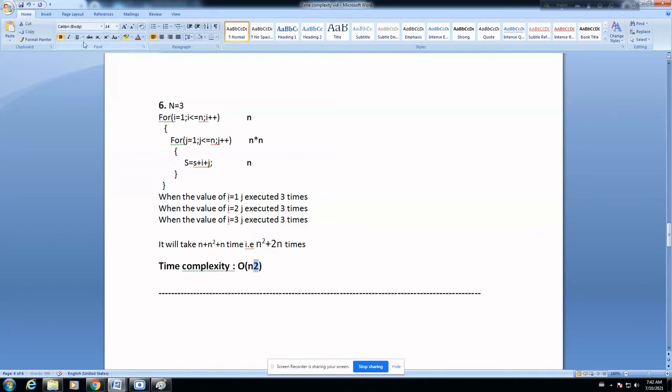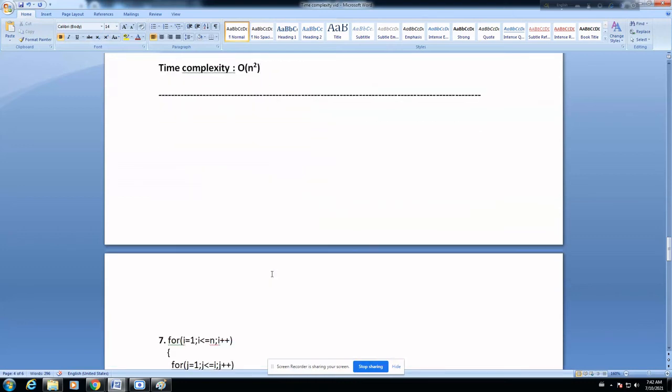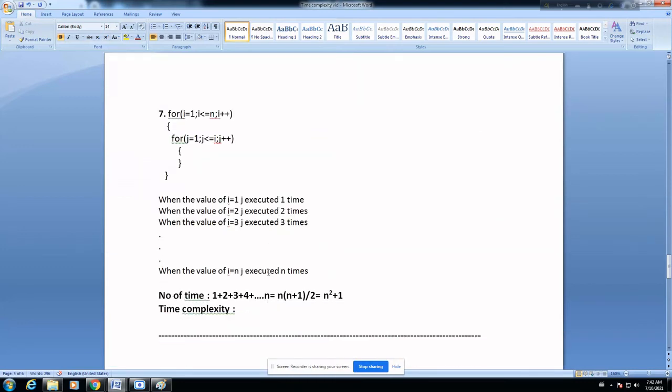This one, the result is what? That is n square. The time complexity is O, the order of n square. Go for the next example.